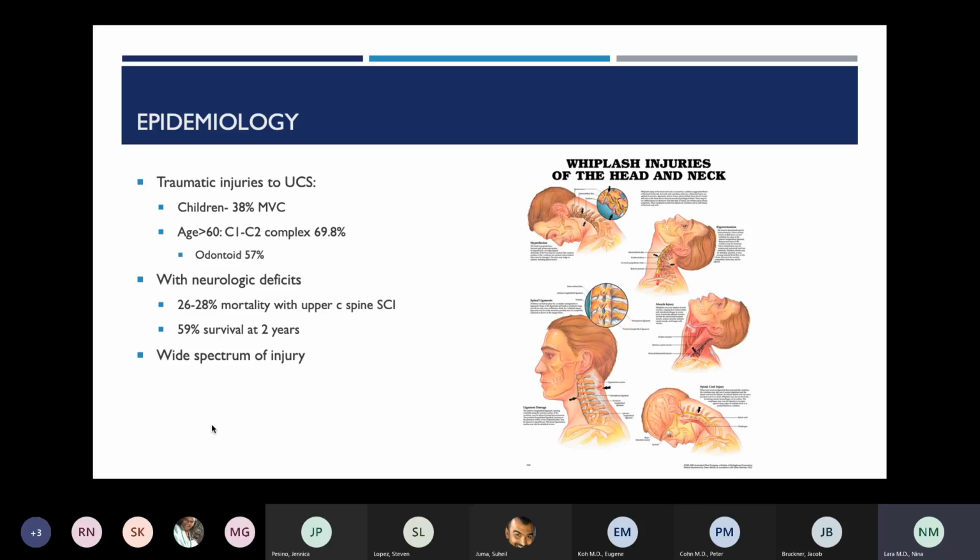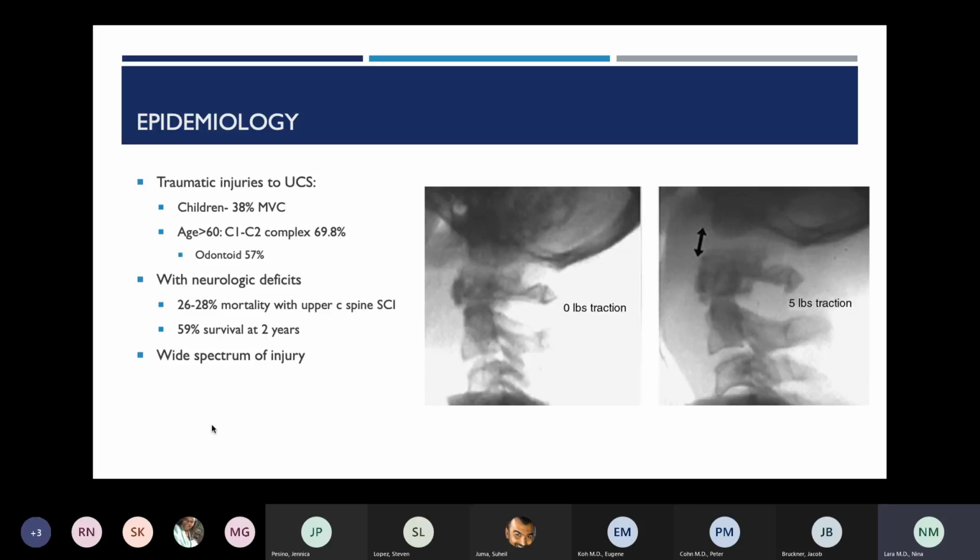Neurologic deficits are not as common, but there are increased mortality rates with upper C-spine injuries with spinal cord injury associated with them: 26 to 28% mortality with a 60% survival at approximately 2 years. There's a wide spectrum of injuries, from whiplash to paraspinal muscle tears to facet dislocations with spinal cord injury, and then to occipital cervical dissociation or dislocation. And we'll talk about those briefly.